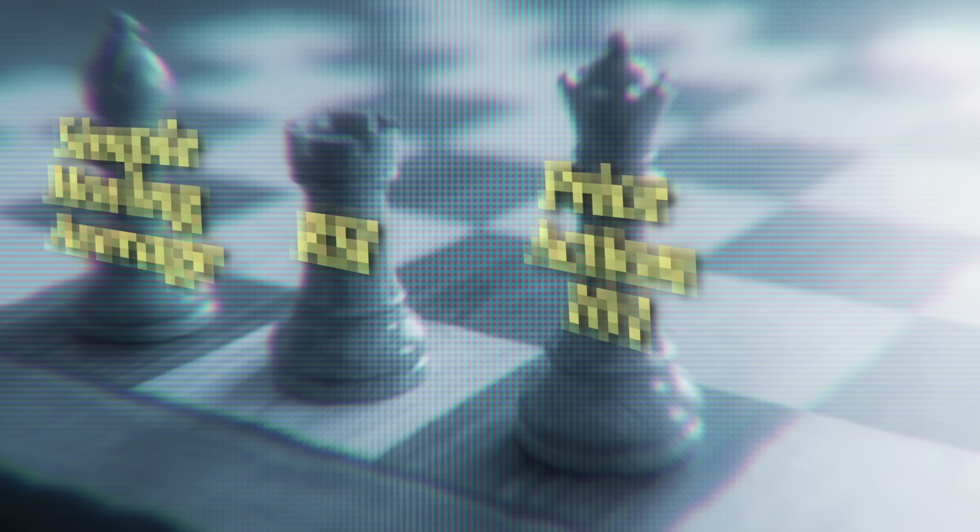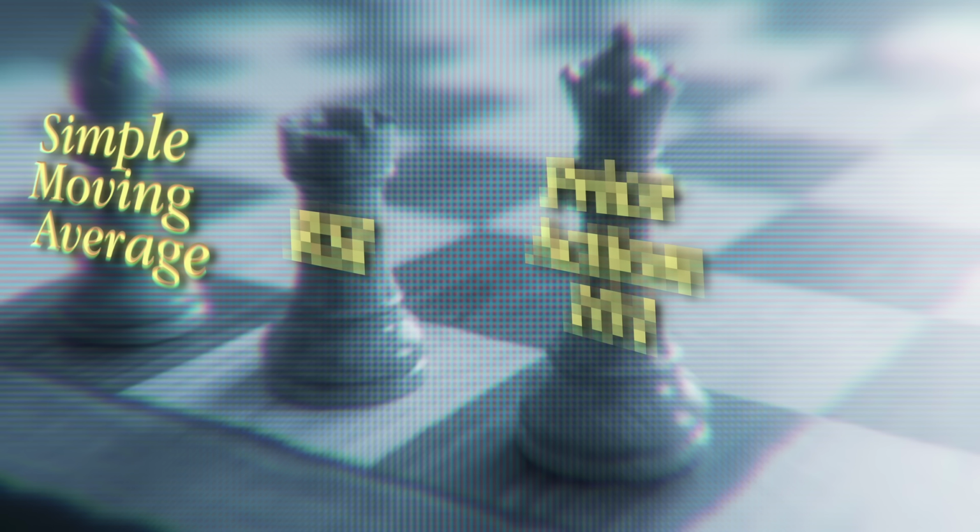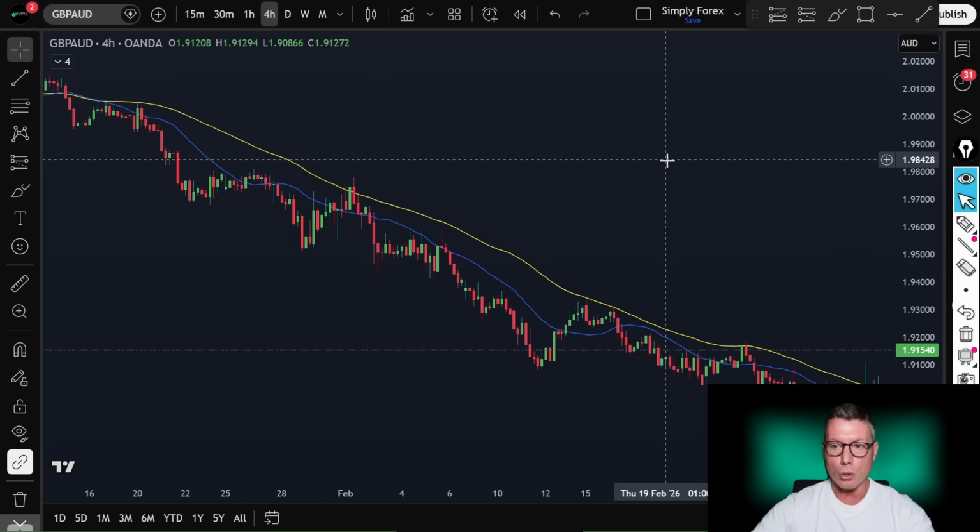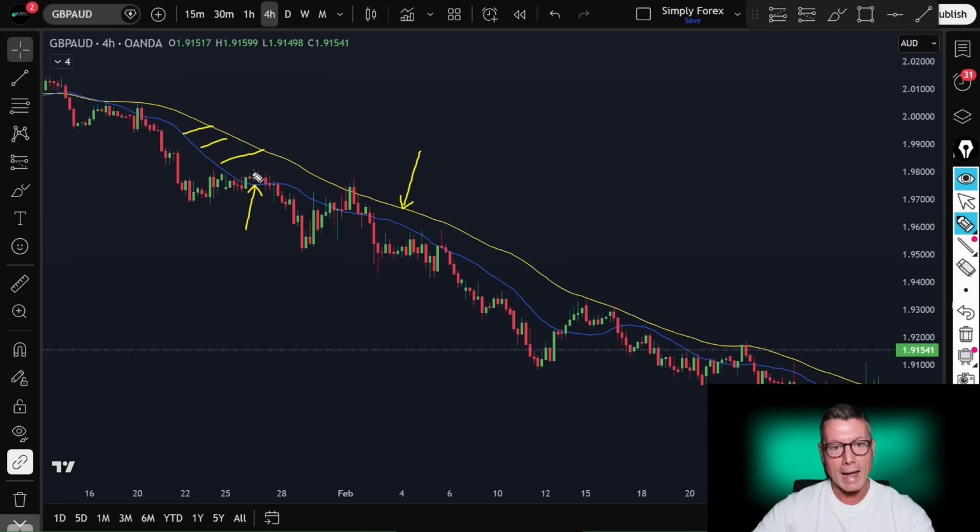The first indicator we're going to focus on is the simple moving average, and on my chart you can see the blue line. This is the simple moving average 20, and the yellow line, this is the simple moving average 50, and the area between these two act as an excellent entry point for a trade that is following a trending market. Okay, so let's just take a look at that.